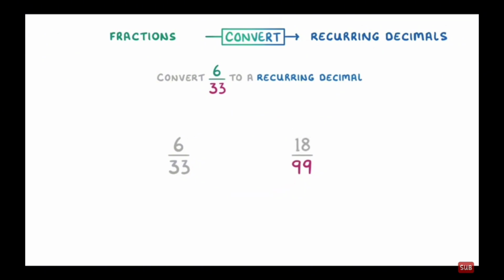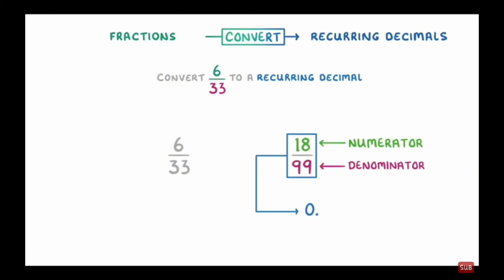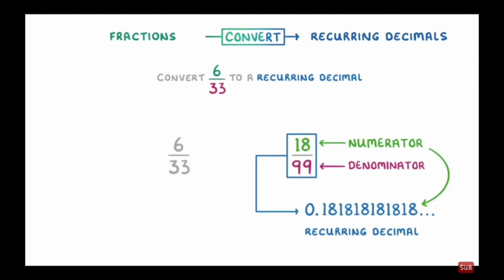Now, whenever we have a fraction like this, where the denominator is 9, 99, or 999 and so on, then we can convert it into a decimal in which the numerator becomes the digits of a recurring decimal. So here, we've taken the numerator of 18, and we've made it recur after the decimal point, to give us 0.181818 and so on, which we can write as just 0.18 with dots above the 1 and the 8.